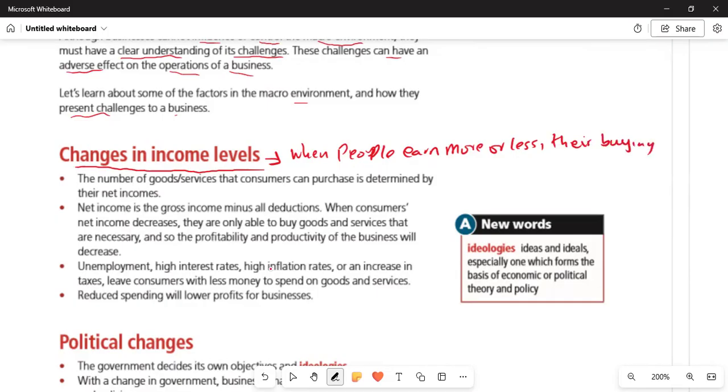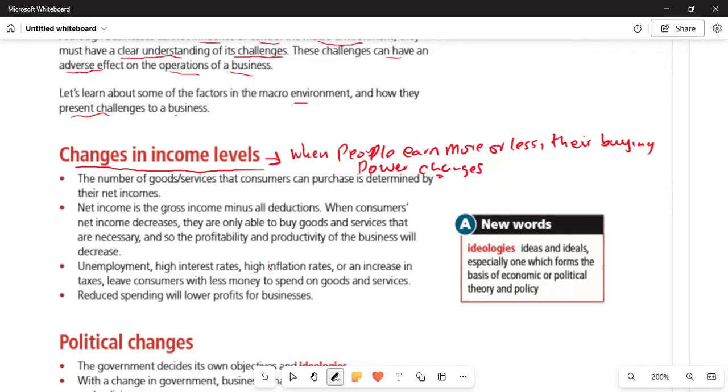Their buying power changes. So for example, during economic downturns, people buy fewer luxury goods. That's what we're saying: when people earn more or less, this changes their buying power. So during economic downturns, it means that now we're going to buy less.